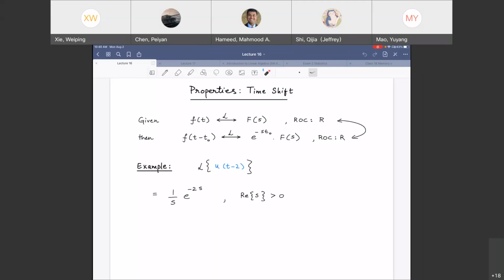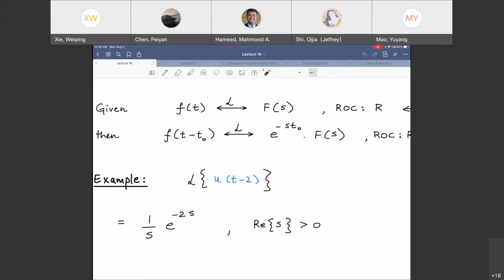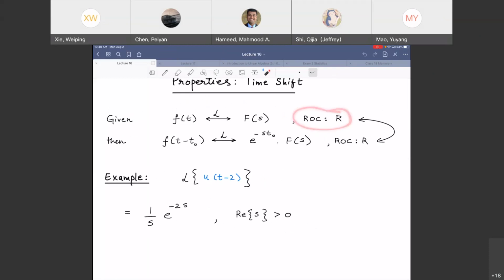So for the properties that we will list for Laplace, we will not go into proofs. We will just state them, and then we will use them for examples. So say you have a Laplace transform F of s for f of t, and you also need the region of convergence here. Say the region of convergence is some region R. If you shift this time signal by t0, then you get e to the minus s t0 in the Laplace domain, exactly as we had in the Fourier domain, right? In the Fourier transform, you had e to the minus j omega t0. Now you have e to the minus s t0, where t0 is your time shift, multiplied by F of s.